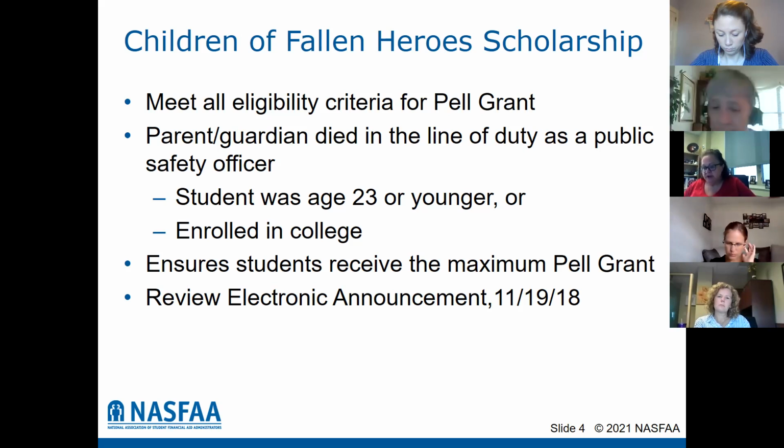Schools must use a 0 EFC to package federal financial aid if the student is Pell eligible. So remember that. You're going to use a 0 EFC for packaging purposes, but don't change the EFC on the ISIR, okay? That gets a little bit confusing. So you're giving the benefit of the doubt and packaging them as they do have a 0 EFC, but you're not going to change it.